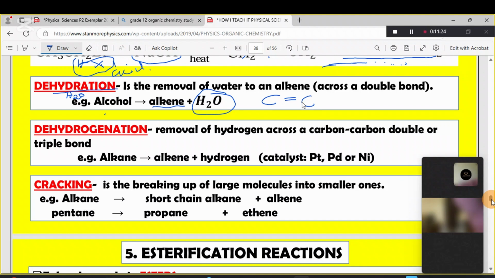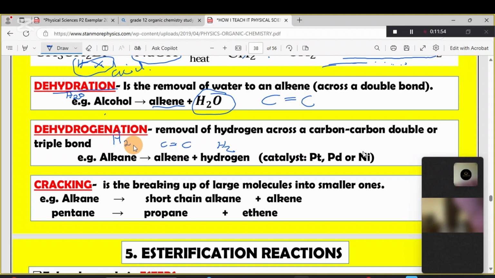Okay. Same when we go to dehydrogenation. What is hydrogenation? Hydrogenation is when we add hydrogen, which is our H2. So in this case, we are just removing H2, and then we have an alkene.